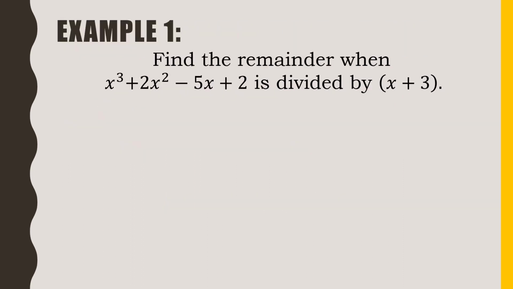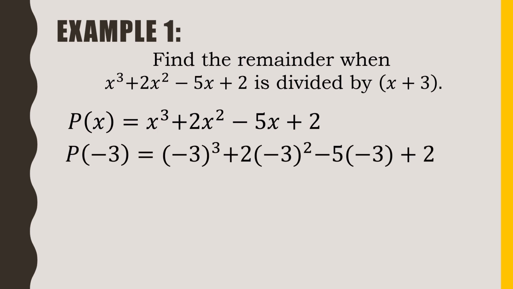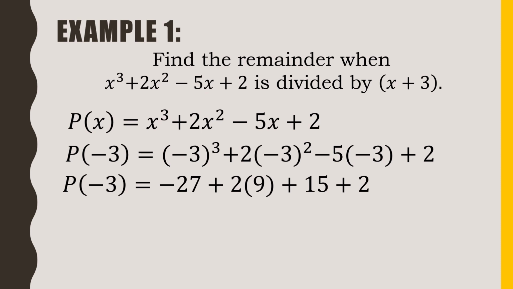Let us deal with the first example. Find the remainder when x cubed plus 2x squared minus 5x plus 2 is divided by x plus 3. All we need to do is substitute the value of x with negative 3. So we have p of negative 3 equals negative 3 cubed plus 2 times negative 3 squared minus 5 times negative 3 plus 2. Evaluating negative 3 cubed, the answer is negative 27. Then negative 3 squared is 9.